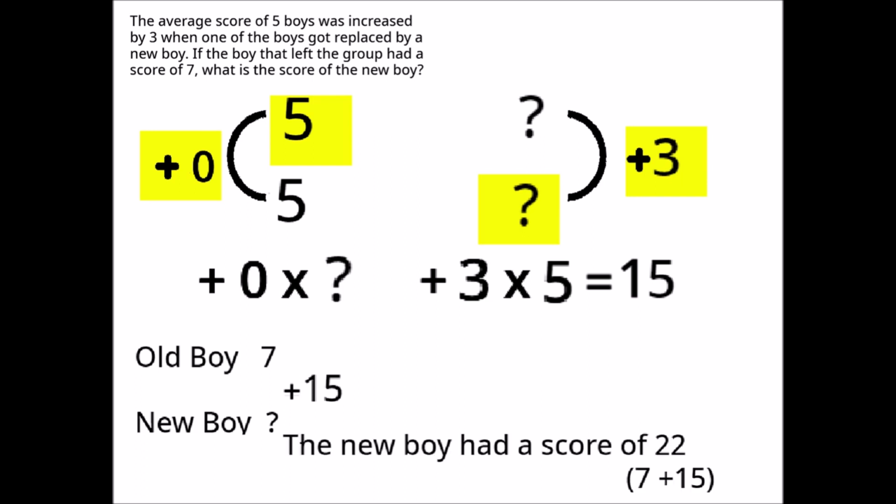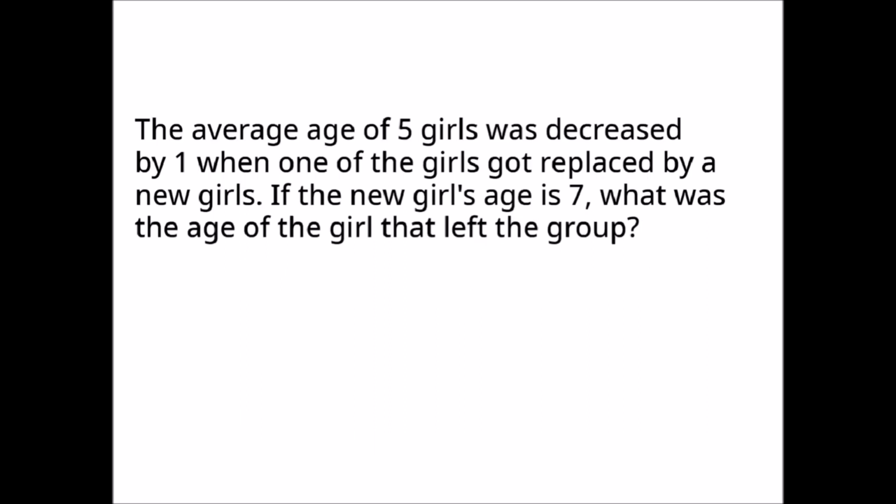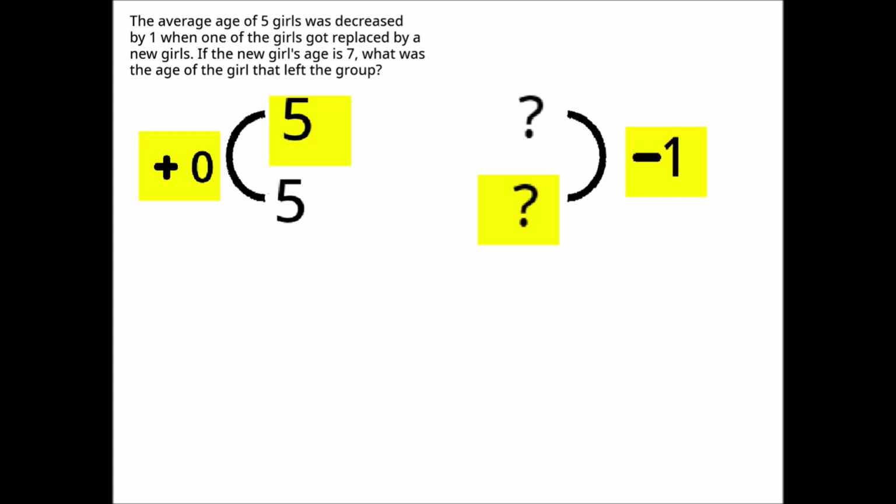Ready for another past exam question? The average age of 5 girls was decreased by 1 when one of the girls got replaced by a new girl. If the new girl's age is 7, what was the age of the girl that left the group? As there is no change in group size, we take the right side difference of -1 multiply by 5 to get -5.